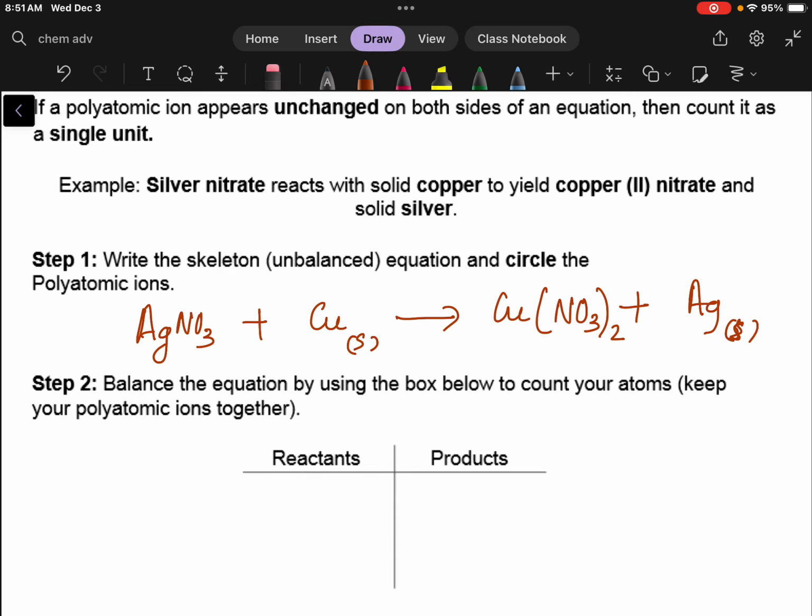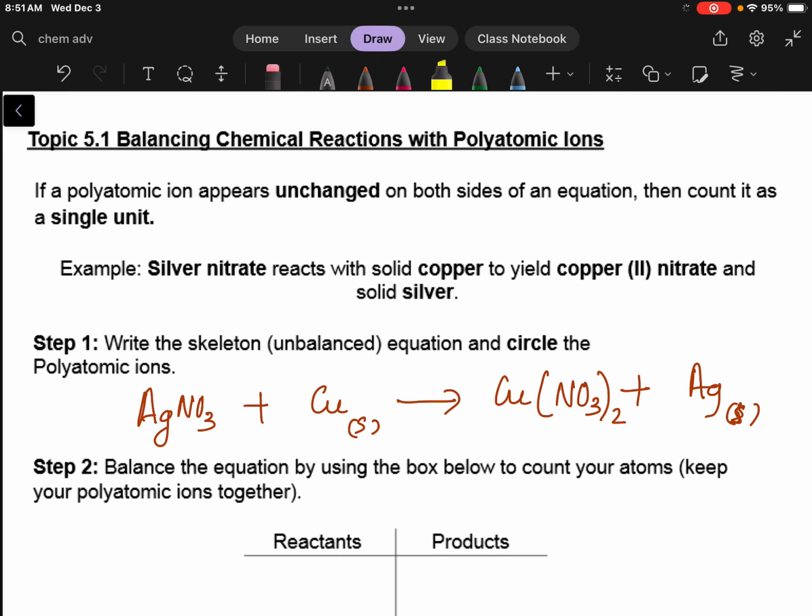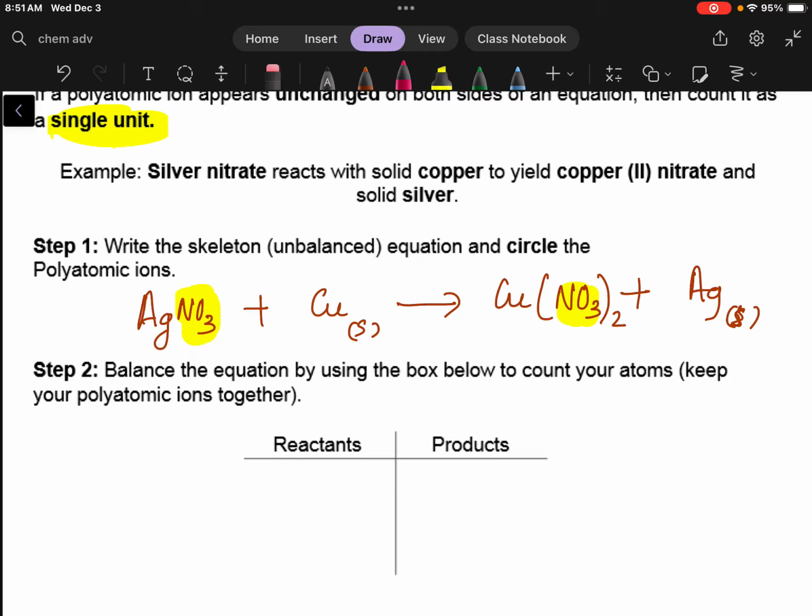Okay, now let's look at the T-chart. Only one rule I'm going to teach you here. It's not a rule, it's a tip, okay? If you see a polyatomic ion, there is NO3 here and NO3 here, the same polyatomic ion on both sides, we will consider them as a single unit. Whenever you list them, there is Ag, and instead of nitrogen and oxygen, I will keep that as a single thing. So that will save a lot of time, okay?